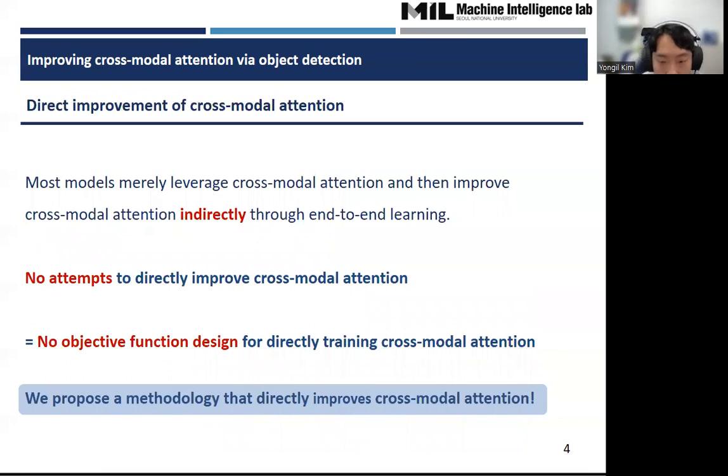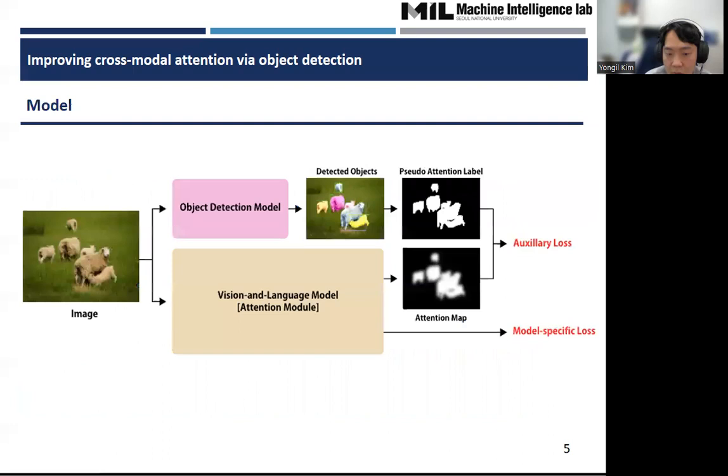However, most existing vision and language models only leverage the cross-modal attention module, and there have been no attempts to improve it. In other words, no study has directly trained the cross-modal attention module using an objective function. In this paper, we propose a methodology that directly improves cross-modal attention in vision and language research, thus increasing the model's overall performance. Specifically, we propose a method to improve attention mechanisms using object detection models.